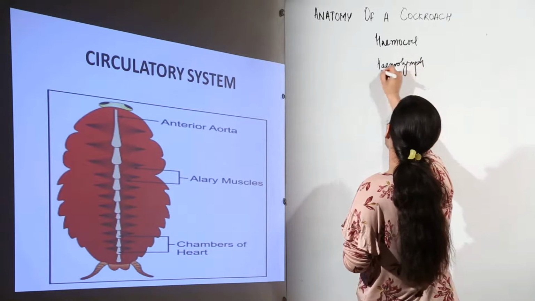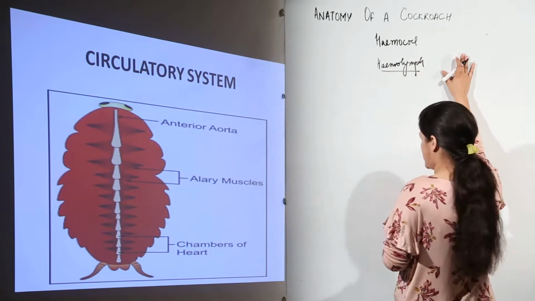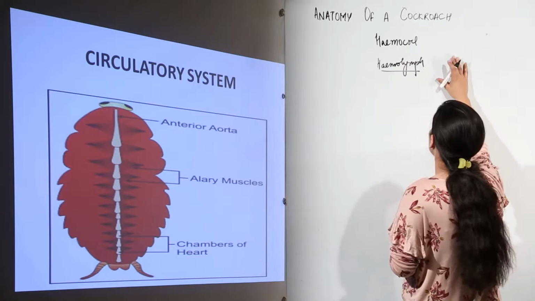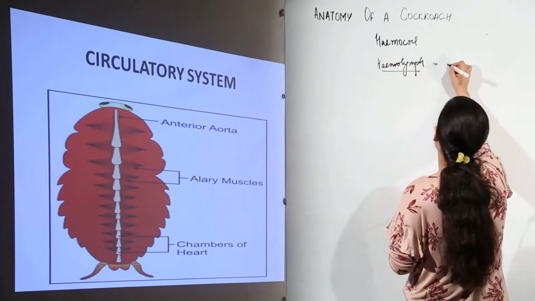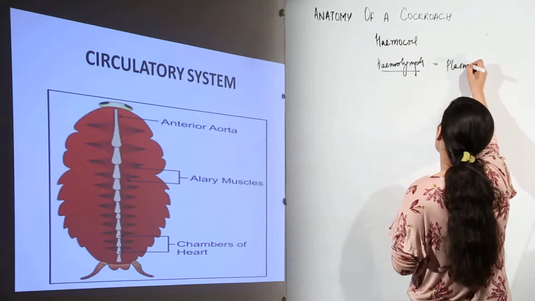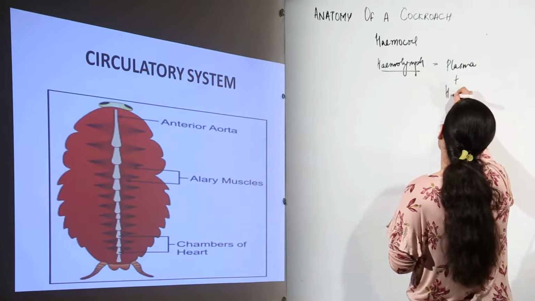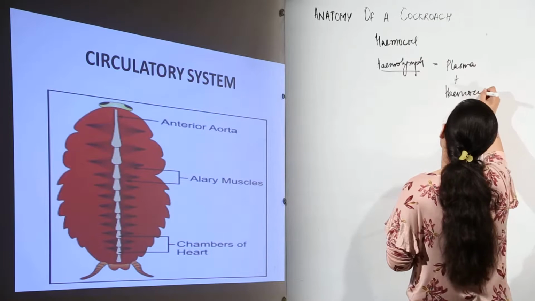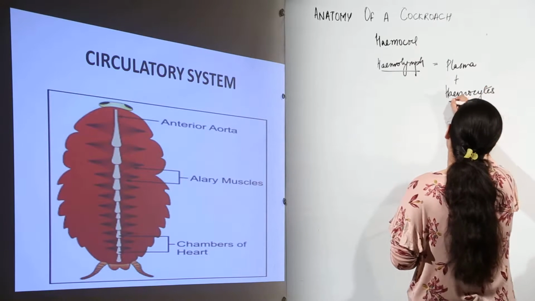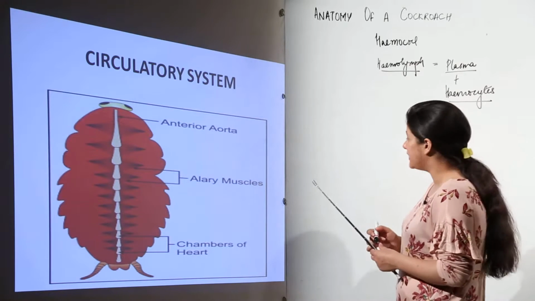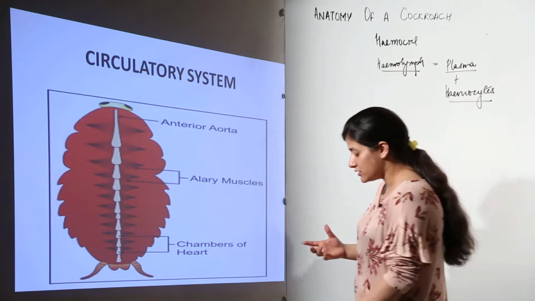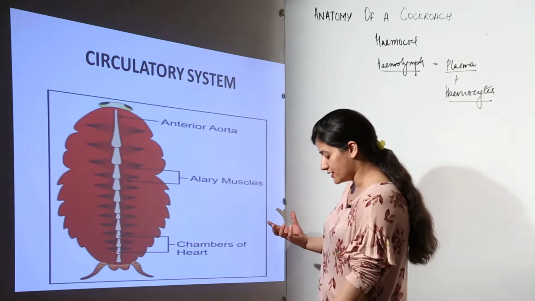Now, hemolymph is the blood of cockroach, as you can say. It's not blood actually, it is the blood of cockroaches. Hemolymph is made up of plasma and hemocytes. And these hemocytes do not have reddish pigment present inside them, rather it appears whitish, and it is a viscous substance that is present.